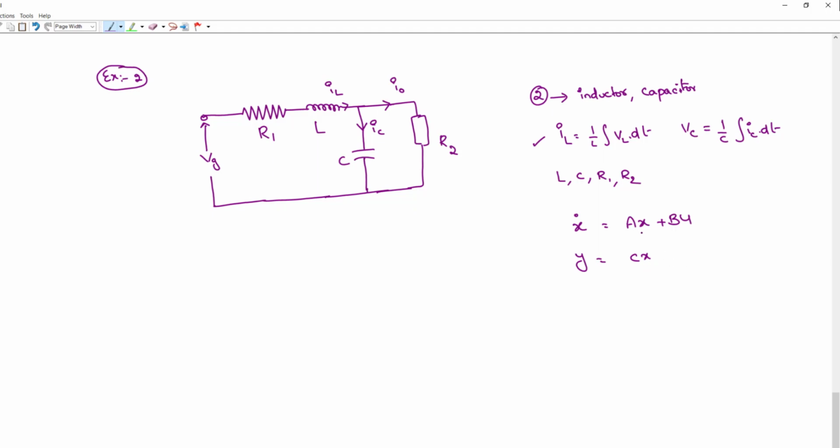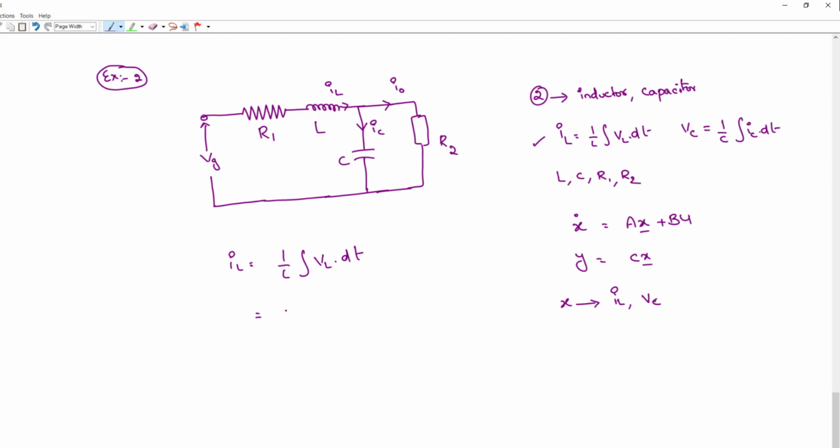Now, what are the x parameters here? Those are the state variables. Since there are two energy storage elements, one state variable is IL and the other state variable is VC. These are the two state variables. Now we have to put our equations in this form. First of all, let us take IL. IL is equal to 1 by L integral VL dt.